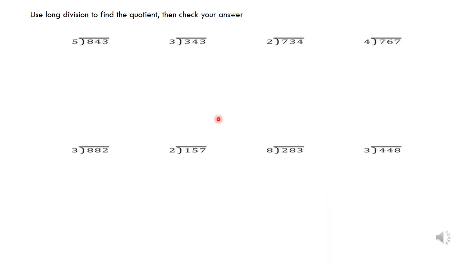That's it for today, guys. Please, I want you to solve this exercise. Use long division to find the quotient and then check your answer. So solve it using long division and then check your answer.